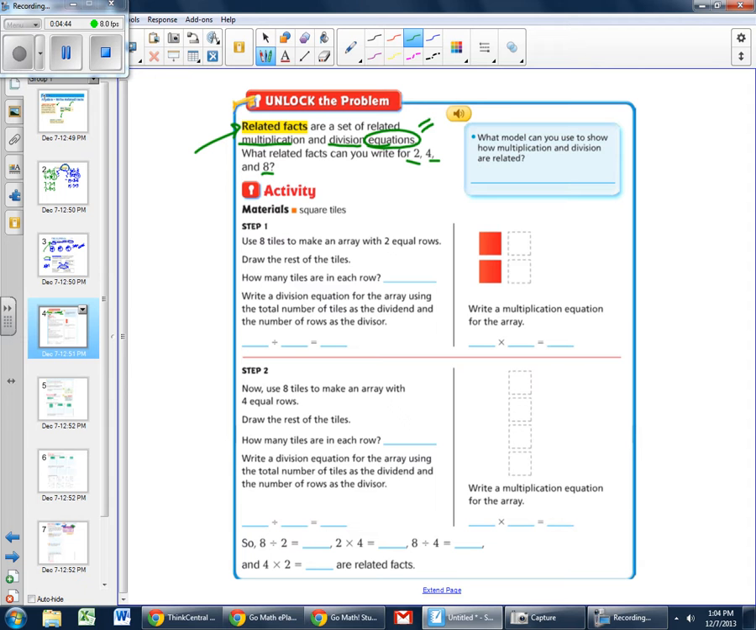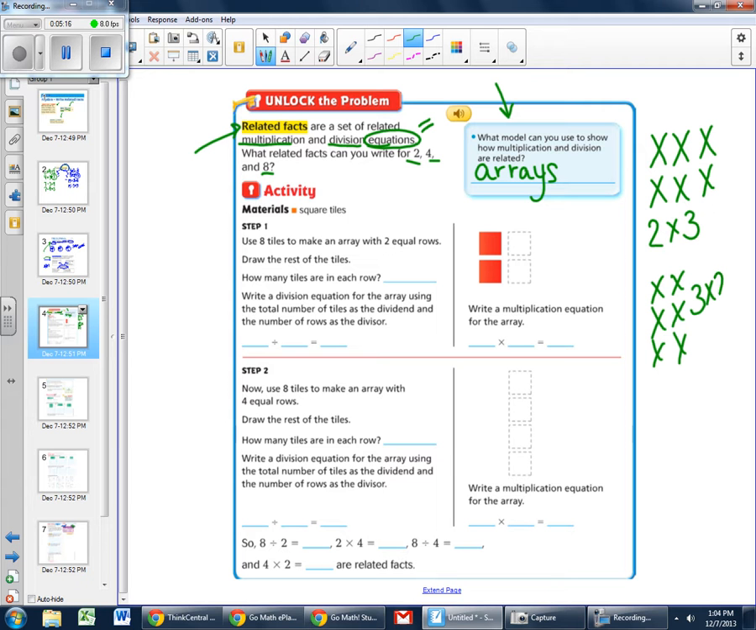Looking at our blue box, what model can you use to show how multiplication and division are related? So it wants to know what physical model you can do. And we've worked on arrays in the last 4 chapters, so I think that would be an easy model that you could easily do to show that this would be 2 times 3. You could also do 3 times 2. Okay? So using an array would be an easy way to do that.